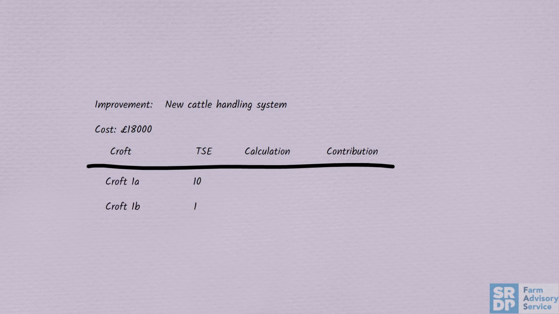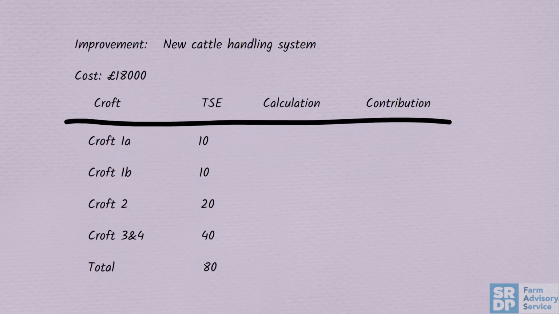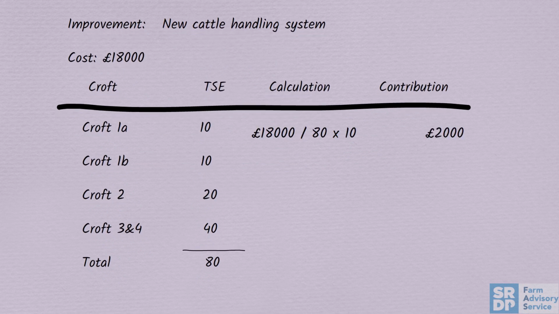The 4 crofts are divided by their TSEs, croft 1A with 10, croft 1B with 10, croft 2 with 20 and croft 3 and 4 with 40. Croft 1A's calculation is the £18,000 divided by 80 and multiplied by 10, giving a contribution of £2,000.